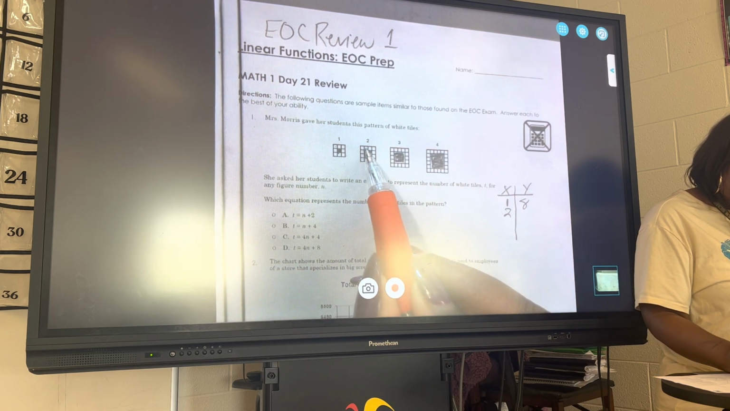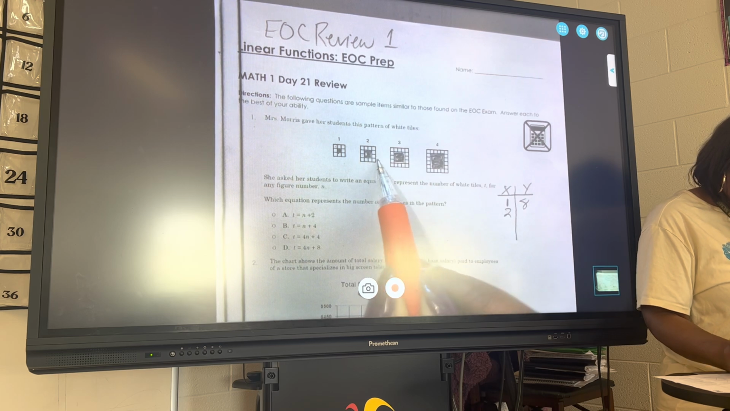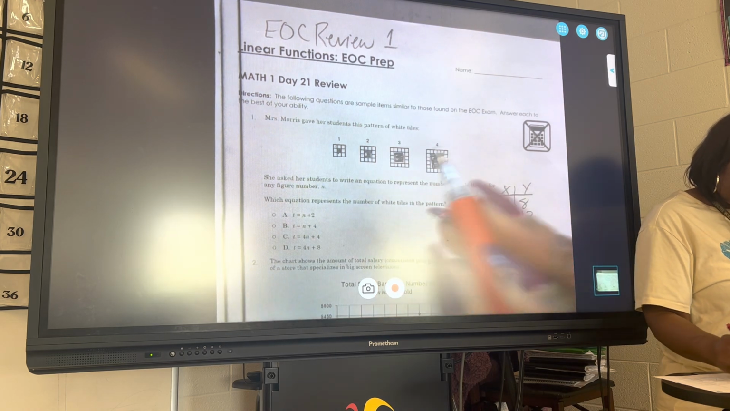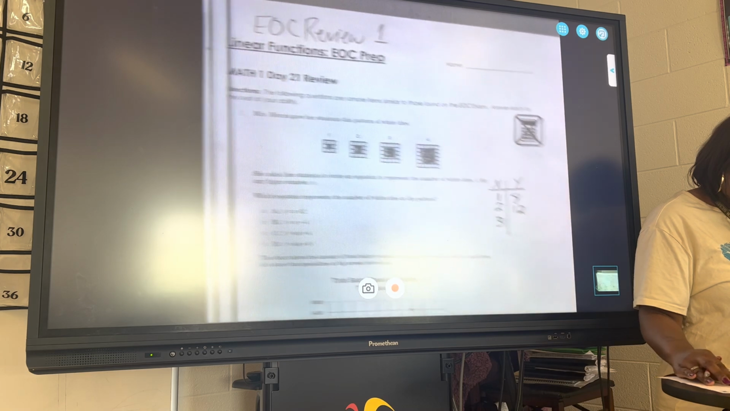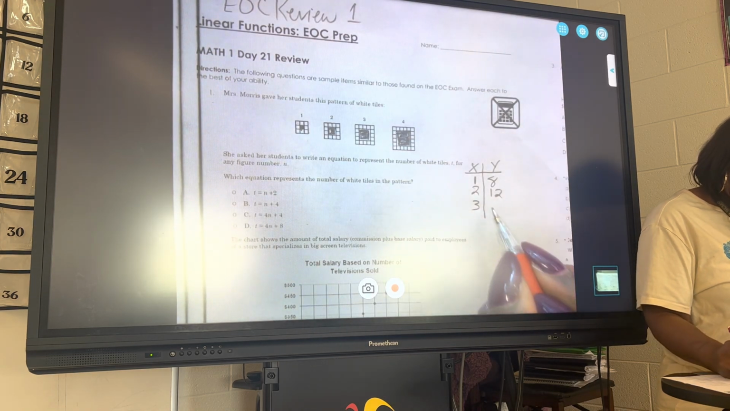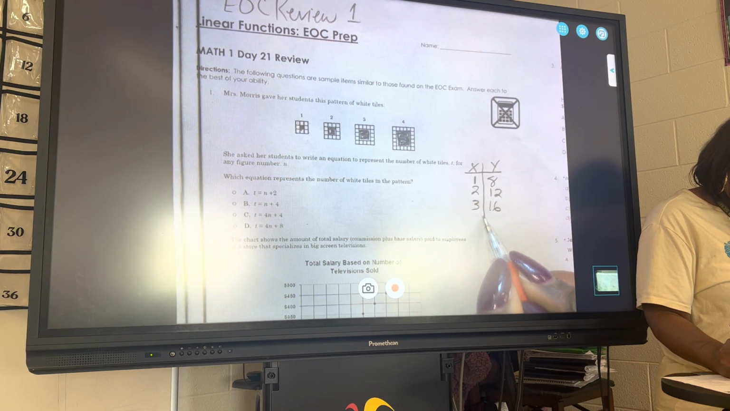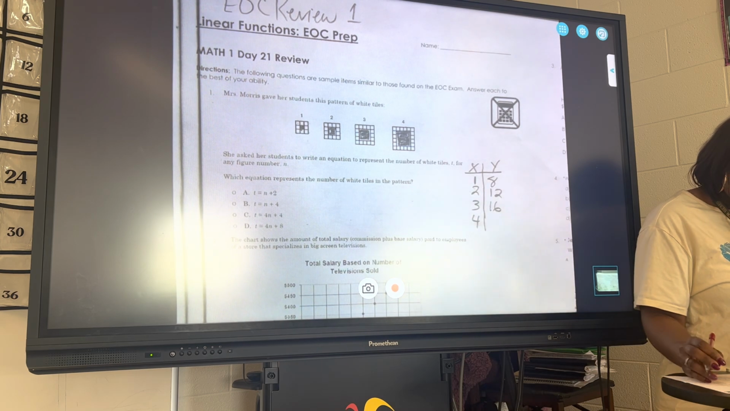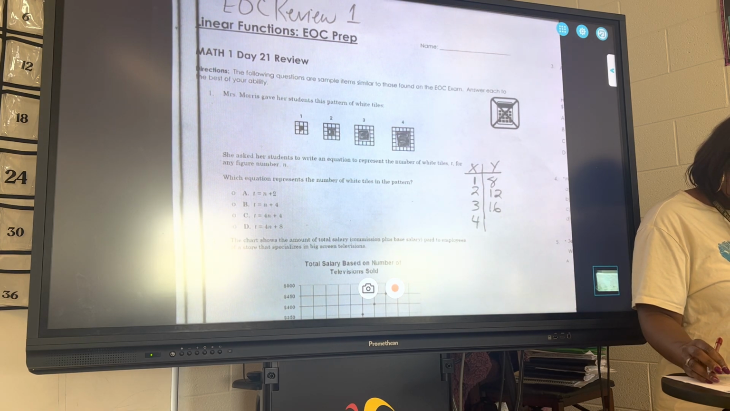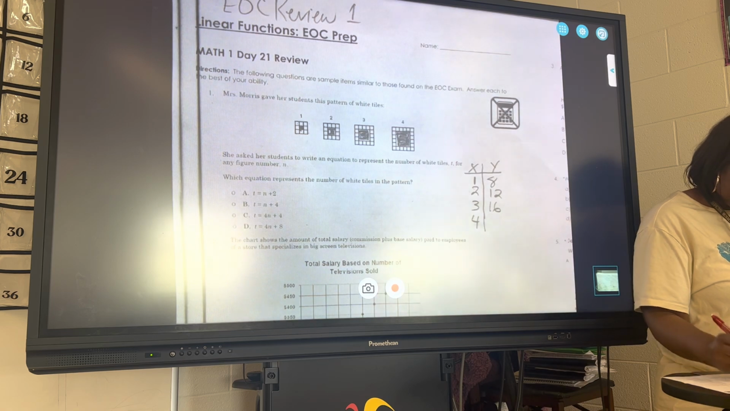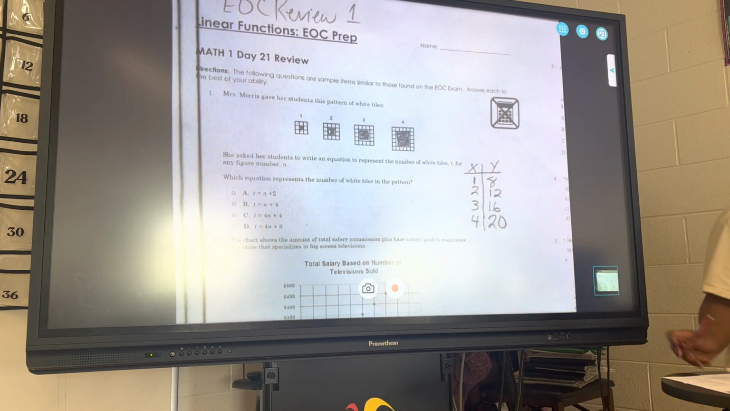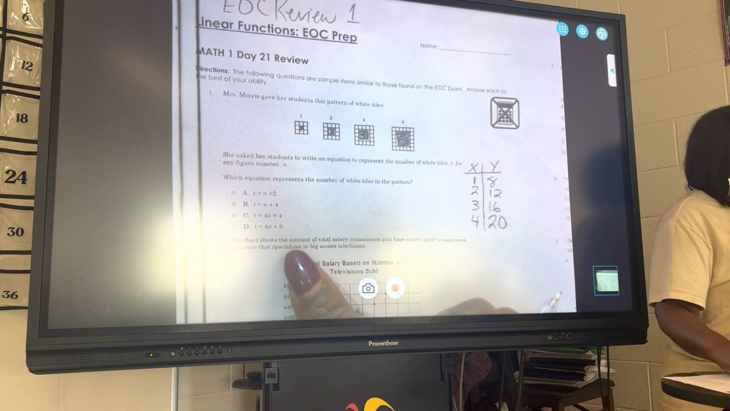Okay, 1, 2, 3, 4, 5, 6, 7, 8, 9, 10, 11, 12. Good job. And the third set, how many are there? 16. And on the fourth, how many are there? 20. Okay? So do you understand so far how I've made a table? Does that make sense to you? Perfect. So now what you have to do is write an equation from this table.